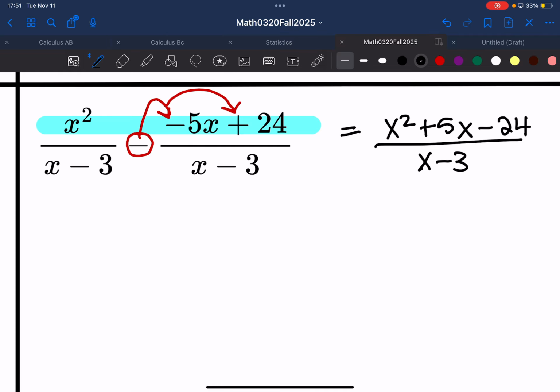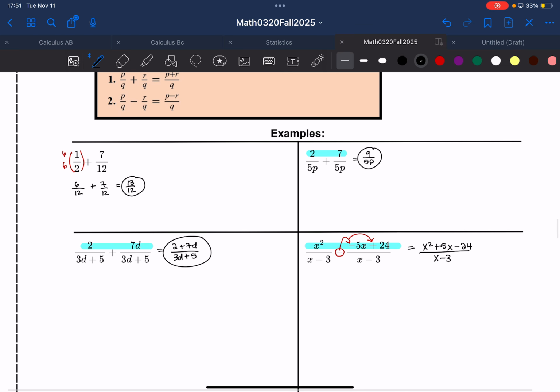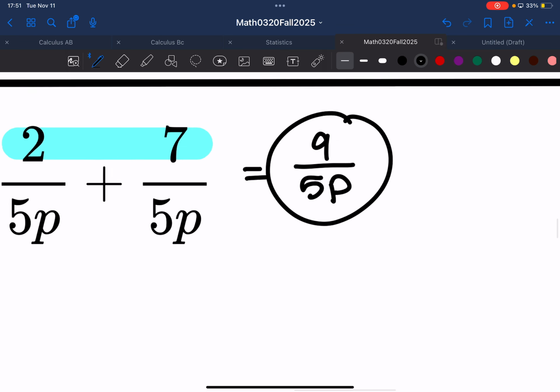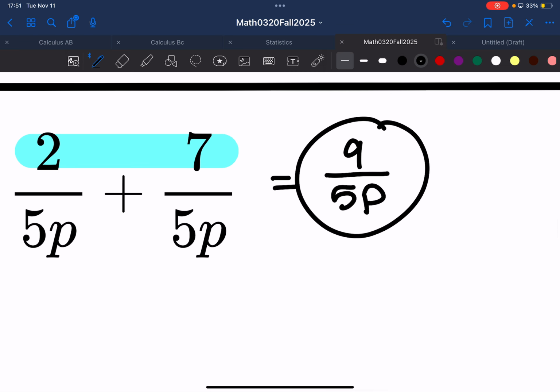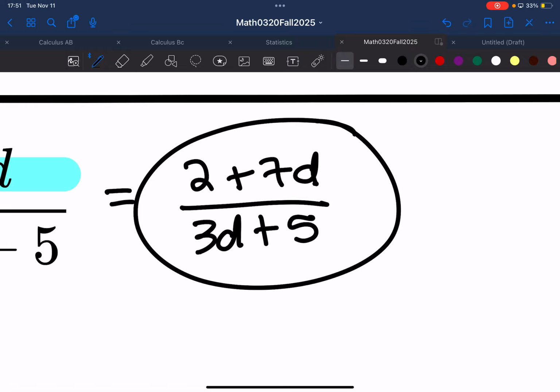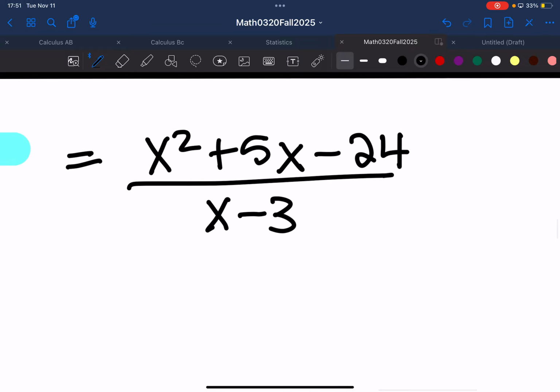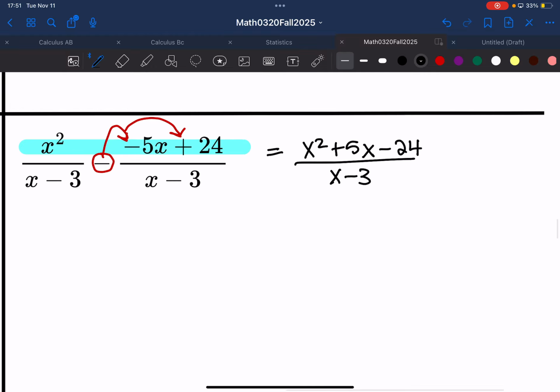Okay, before I say this is my answer, I should see if I could simplify further. Because notice in our other examples, let's say like this example, is there any way to simplify 9 over 5? No. Was there any way to simplify any of these? No. But we're not sure if we can simplify this until we do what to the numerator? Factor. So that's what we're going to do. We're going to factor it.